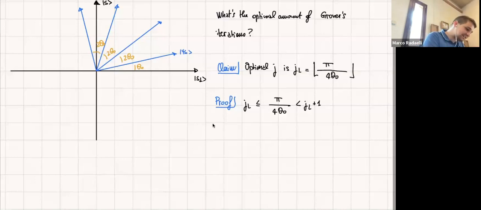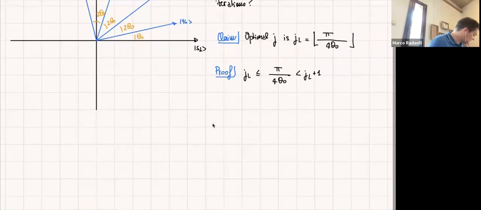Notice that this object here, pi over 4 theta naught, depends only on the structure of the problem. Theta naught is determined by the number of solutions and the dimension of the search space. So it's something that can be determined from the beginning, which is important. If we have to design a machine to search for something, I want to be able to determine how many times I have to run the machine before starting.